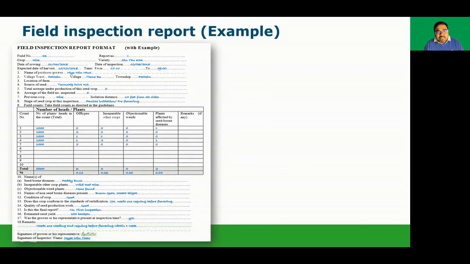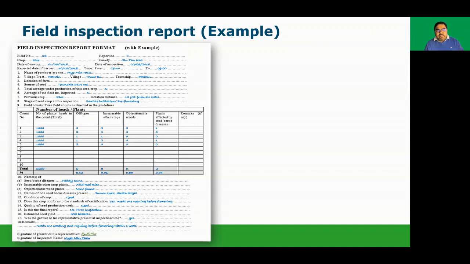And this is an example. I'm not sure if you can read it, but the example will be in the link. So this is how a final field inspection format looks. The blue ones are the ones that we need to fill in. This is an example from Myanmar, where you can see the report number 2 and the field numbers. We have which crop it is, which variety, the date of sowing, and the date of inspection. These are the information we have to put in the field inspection form.